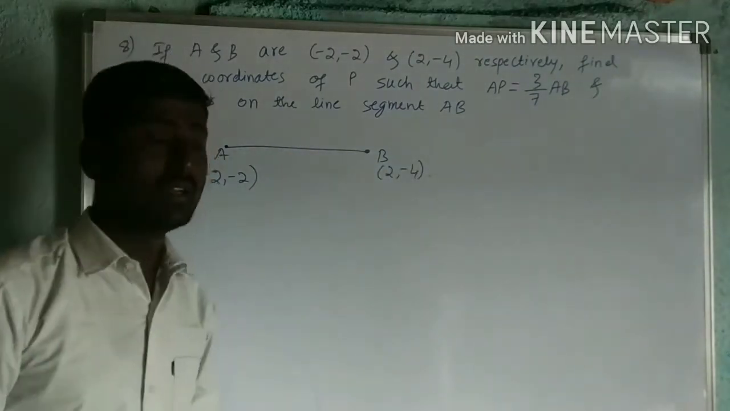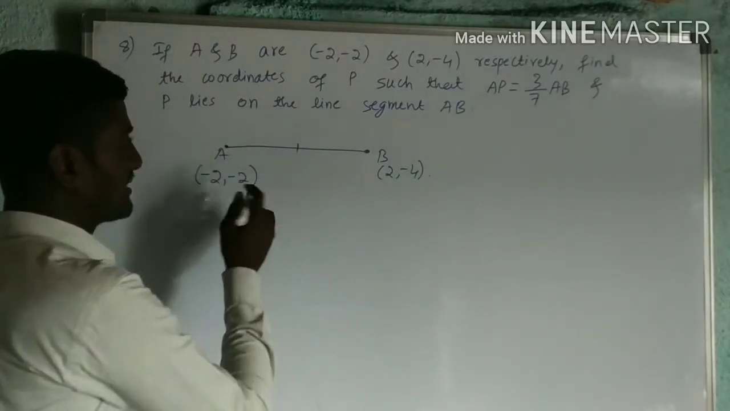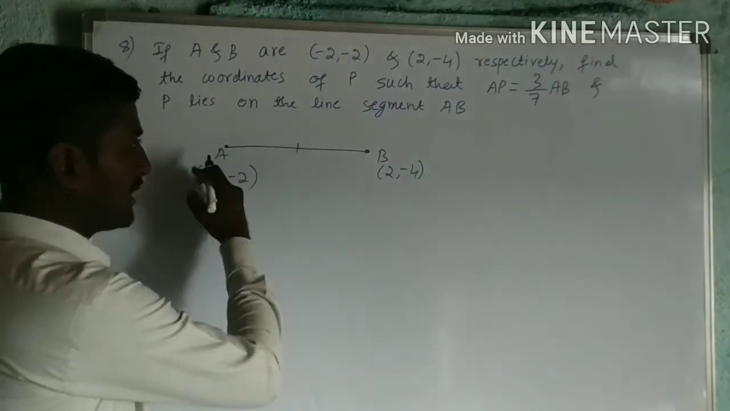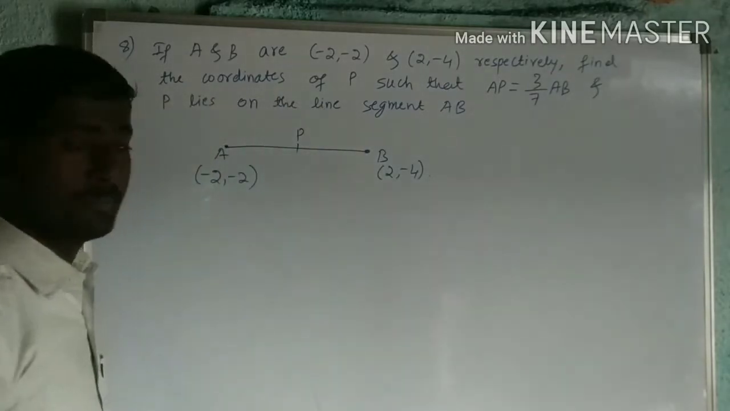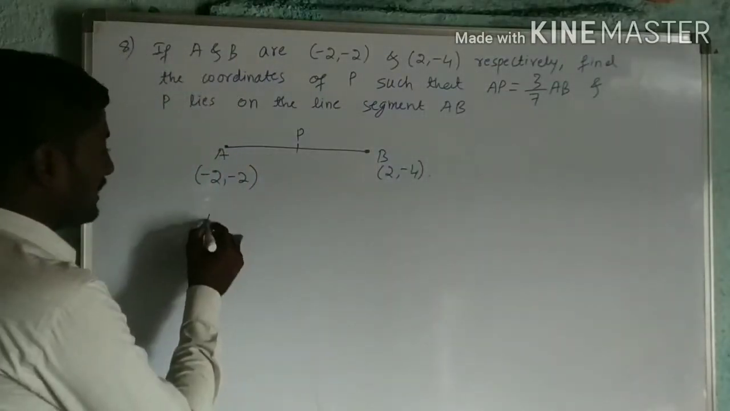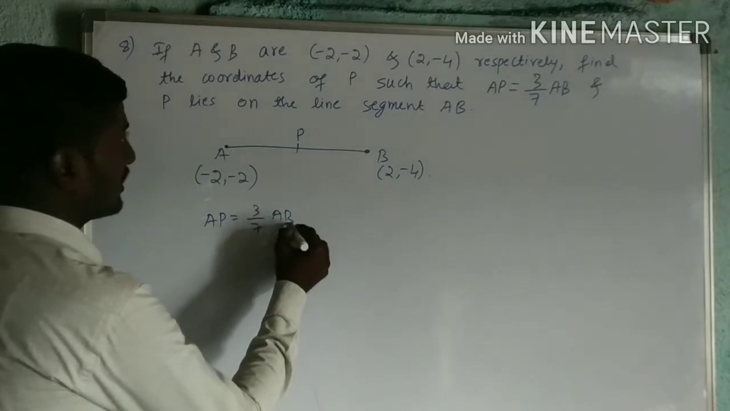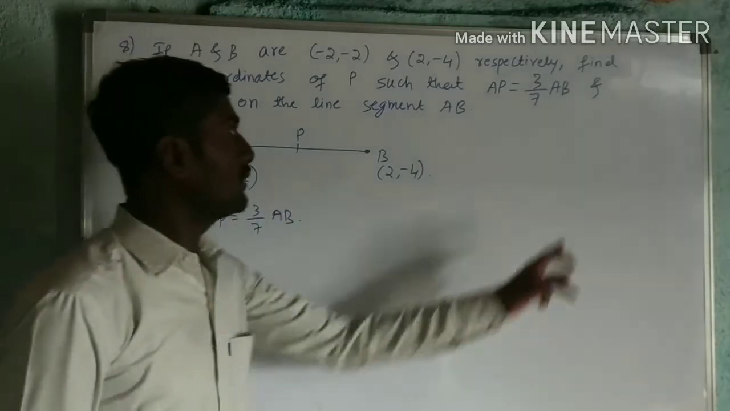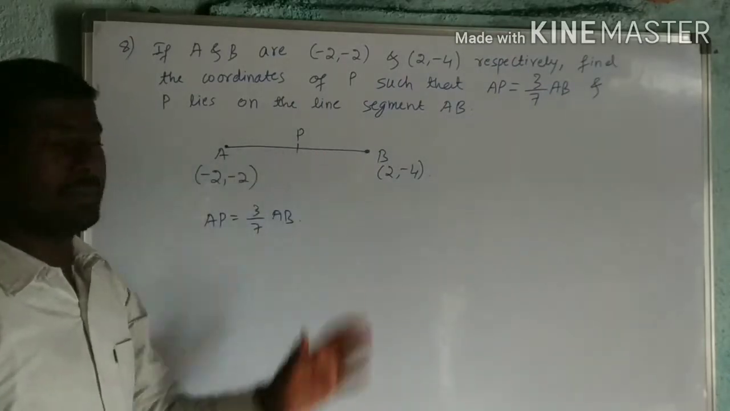AB is given. Now this point P lies on AB. We don't know where it is, whether it is the midpoint or near to A or near to B. So let us take this as P. But here they have given one ratio: AP is equal to 3/7 AB. So here you are going to find the coordinates of point P. So this point P we have to find.